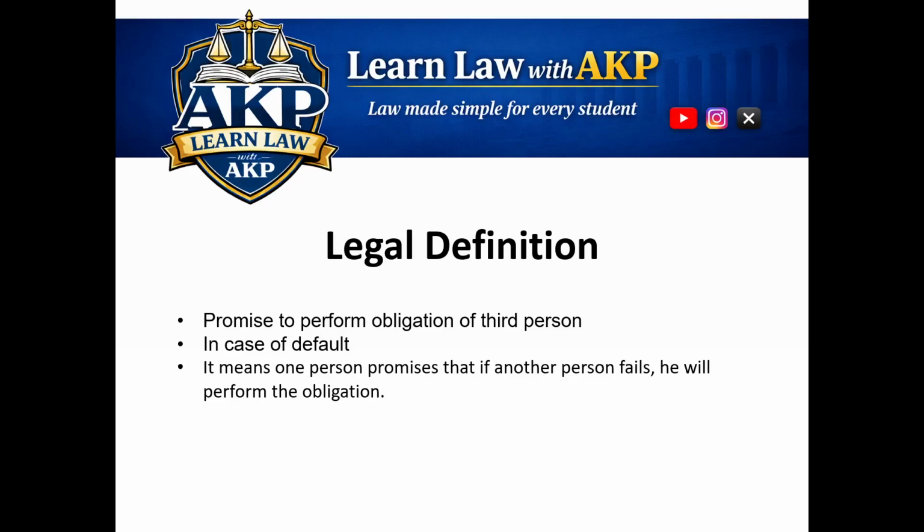Now, let's combine everything. A contract of guarantee means one person promises that if another person fails, he will perform the obligation. Let's take a simple example. A takes a loan from bank. B tells the bank, if A does not pay, I will pay. Here, B is giving a guarantee. So, this is the meaning of guarantee.